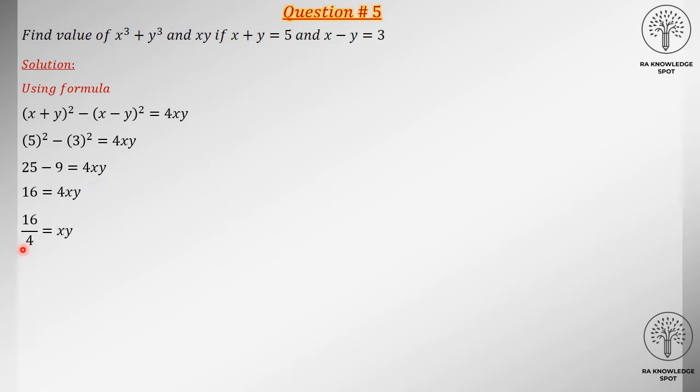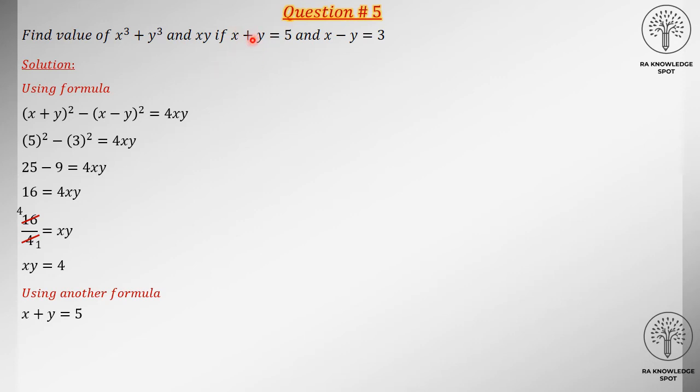And now after taking it to the other side you will get the value, and after cancellation you will get 4, that is the value of xy is 4. This is one part of the question that is completed. Now we have to find x cube plus y cube. Now we have to apply another formula, and we have to use the given information.